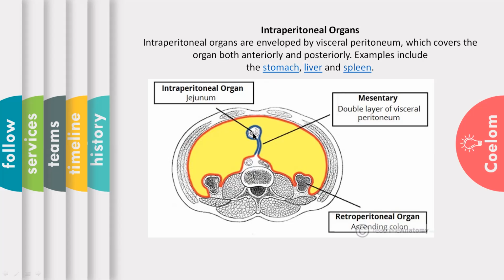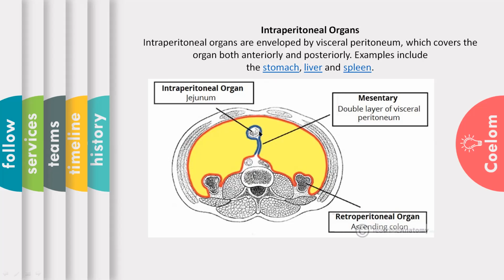This is a visceral organ in the center. This peritoneum comes and completely surrounds this organ. So you do not see any orange. The parietal peritoneum is not present. Only the blue visceral peritoneum is surrounding the organ. Such organs which are completely surrounded by the visceral peritoneum are called intraperitoneal. Examples are stomach, liver, spleen, jejunum, etc.